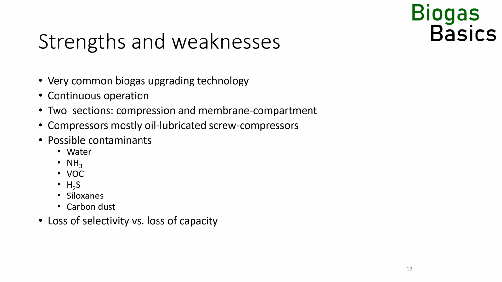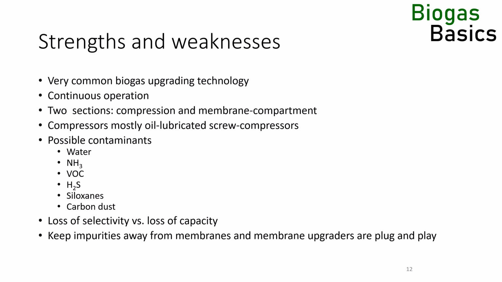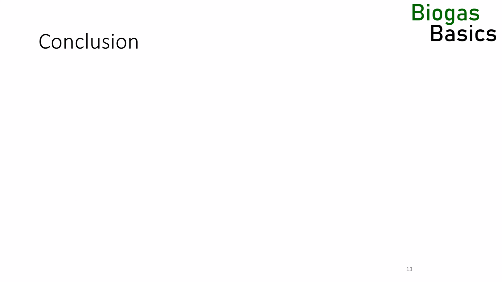I highlighted all the ways a membrane-based biogas upgrader can fail, but if membrane biogas upgraders are maintained correctly and all contaminants are removed before the biogas enters the first membrane stage, membrane upgraders cause few problems and are very reliable. Let's summarize. I explained the mass balance around a countercurrent membrane module for a multi-component mixture of ideal gases.